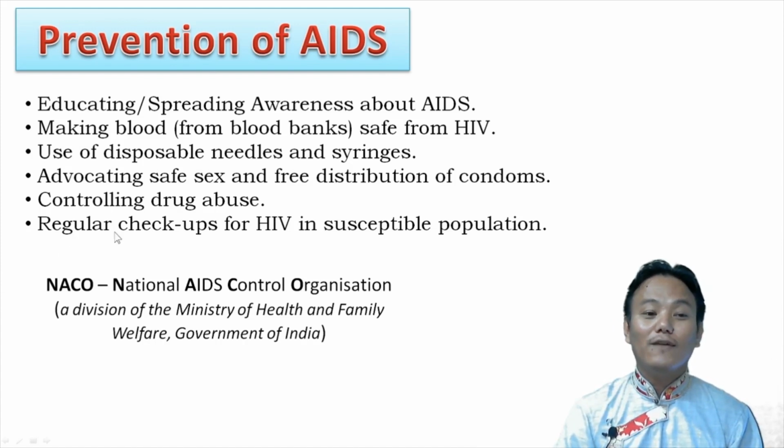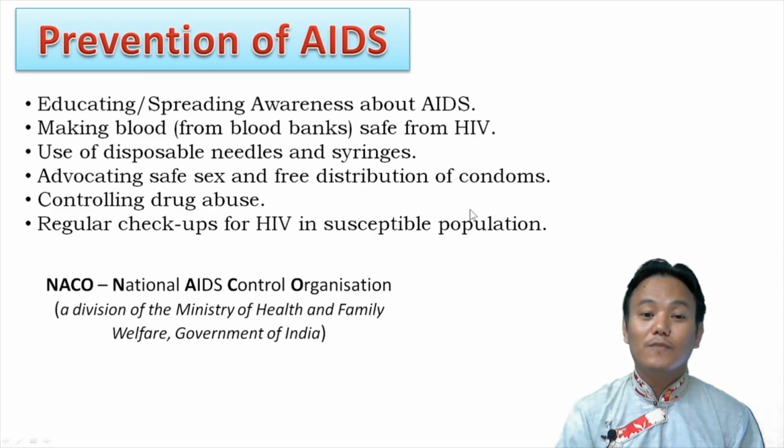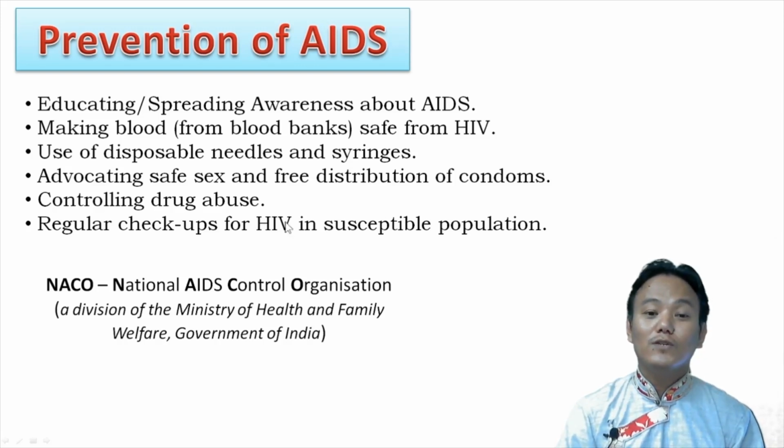And finally, we have regular checkups for HIV in susceptible populations. By susceptible population, we mean high risk groups, those people who are more susceptible to getting HIV infection, like people involved in the sex trade. In such susceptible populations, you should do regular checkups for HIV so that you can control the spread of HIV among the population. So these are some prevention methods available for AIDS.